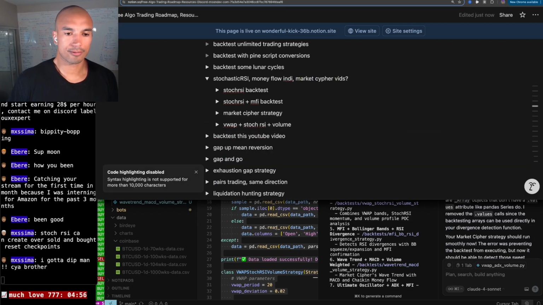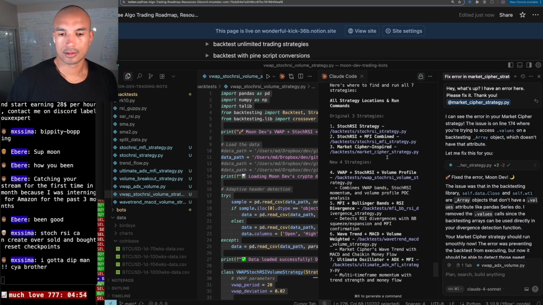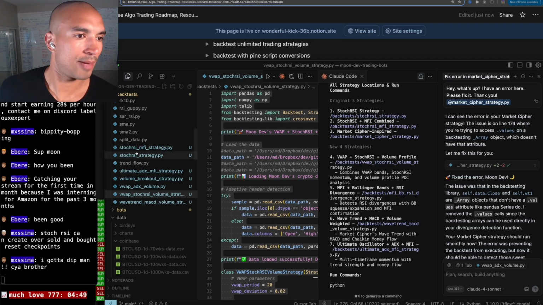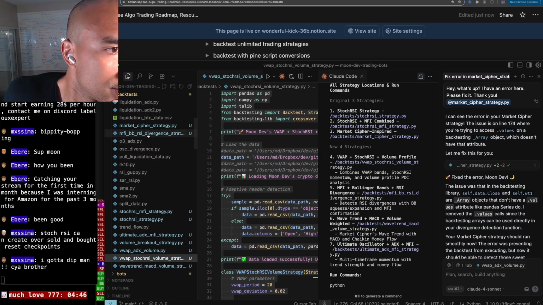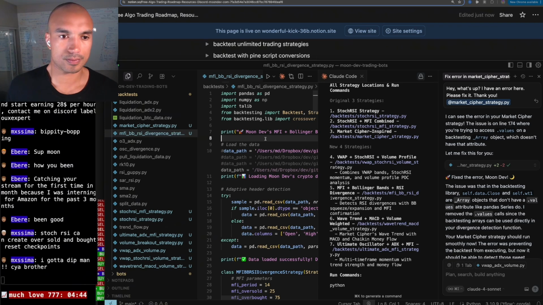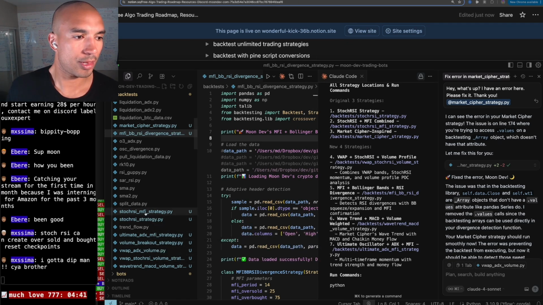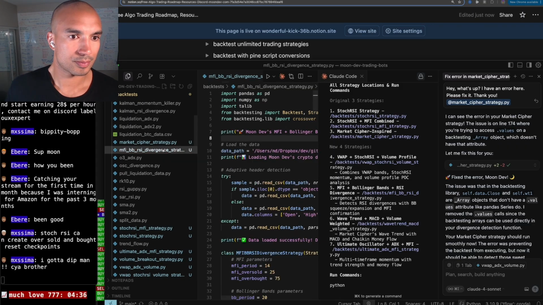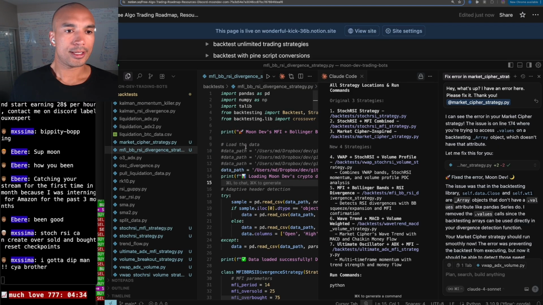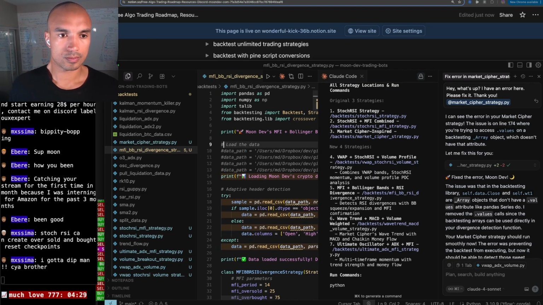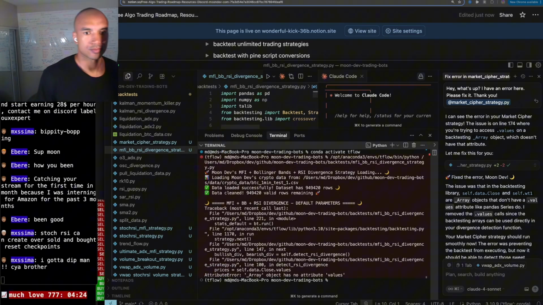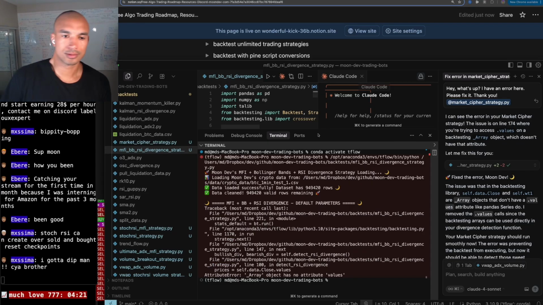Highlighting is disabled again. Fuck it. MFI plus Bollinger Bands. So let's try the MFI Bollinger Bands here. Okay. I want to go ahead and make sure that I have all the data. Load data here. Load all the data. You know what I should do is I should build something that tests it on all the data. Bang, bang, bang.